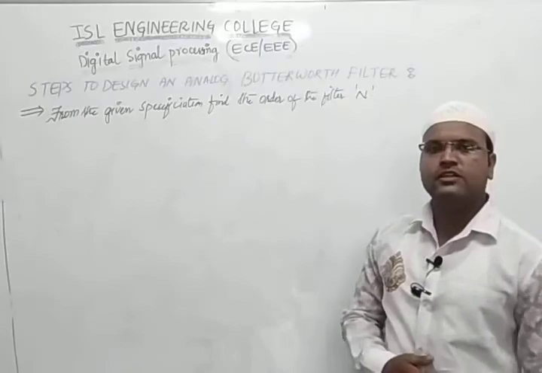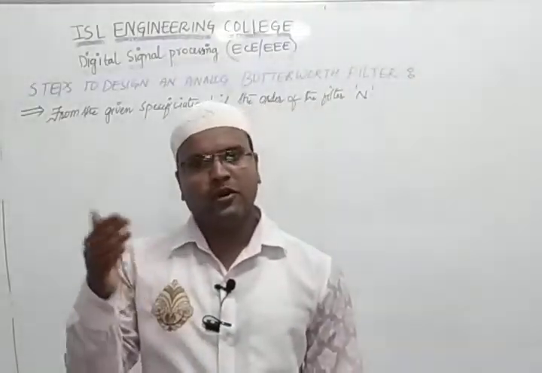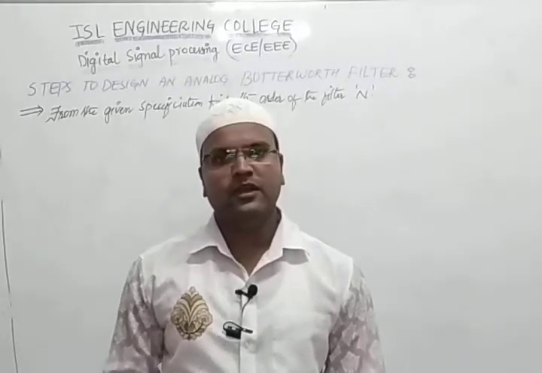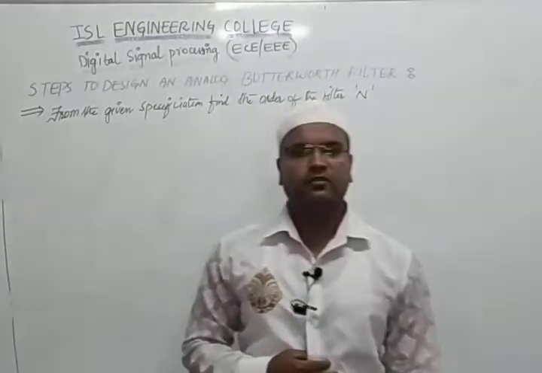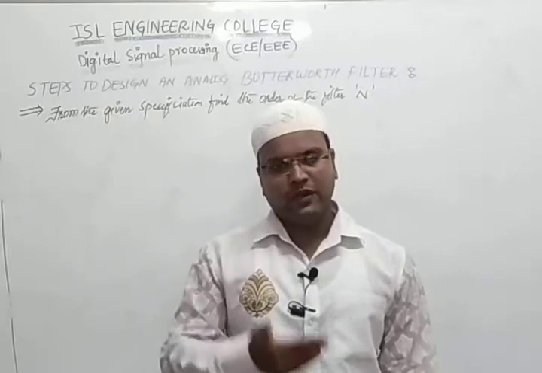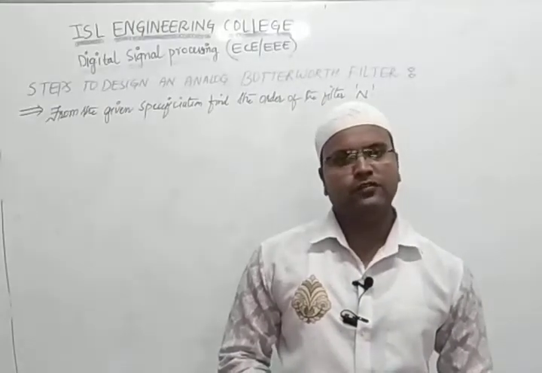What is the n value we just found? n is greater than or equal to log of the square root of (10^(0.1 alpha s) minus 1) by (10^(0.1 alpha p) minus 1). After knowing alpha s and alpha p, we will find the frequency in the stop band and the frequency in the pass band, put them in, and get the value of n.